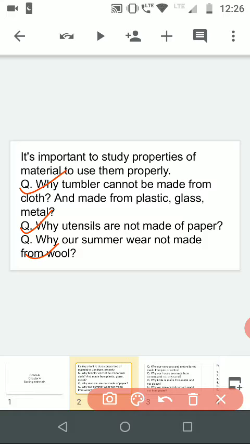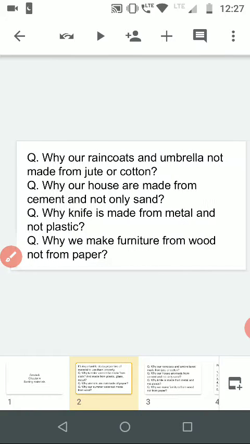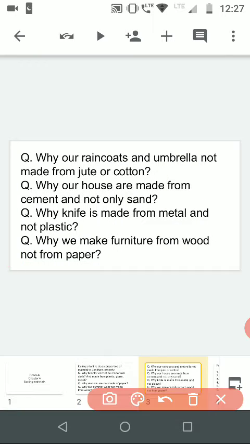Next question, why are our summer wears not made from wool? Wool is a material which keeps our body warm, and summer is already hot. So cotton clothes are made for summer because cotton can absorb our sweat and keep our body cool. Let us see next why our raincoats and umbrellas are not made from jute or cotton.